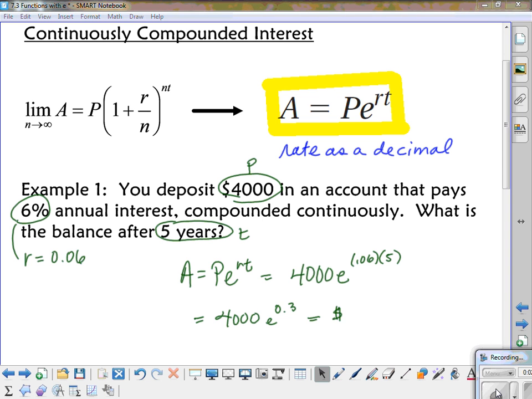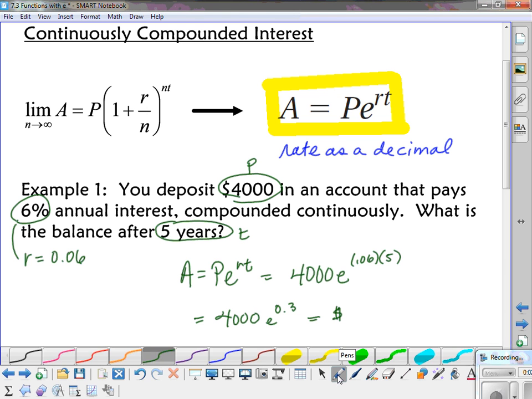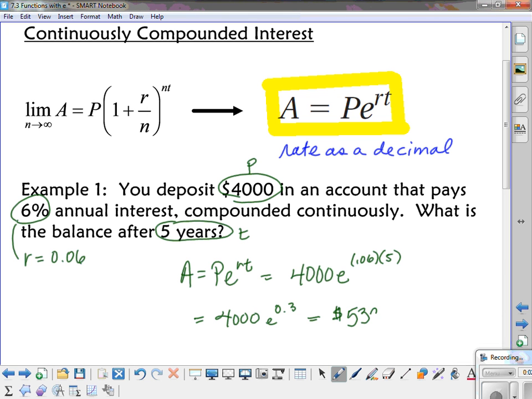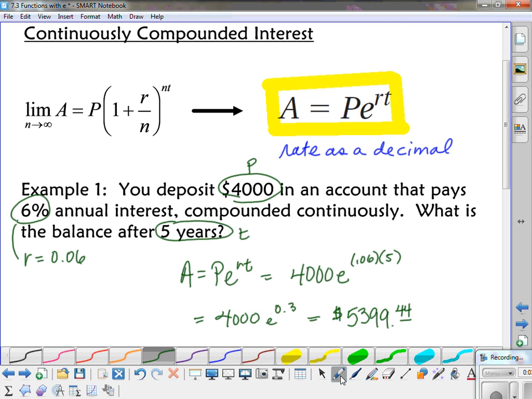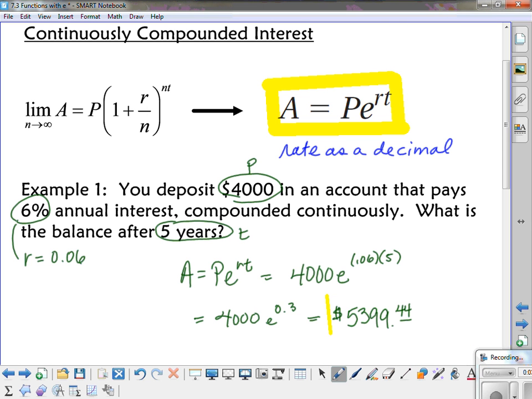All right, so it looks like we were all getting the same thing there. $5,399.44. Okay? Just like that, you got an extra $1,400.